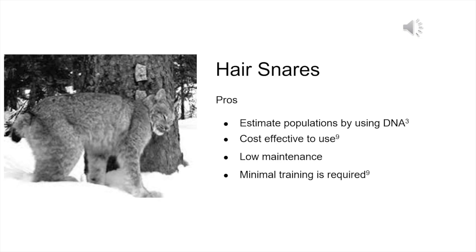So for our next method, we have the hair snare method. Hair snares can be set along trails, they can be set on trees. It's essentially anything that can take hair off the animal that can be collected for further DNA. Hair snares are often able to determine more than just DNA. Extremely cost effective to use. Researchers can leave their hair snares out for long periods of time in the field without checking them, and there is also very minimal training required to use hair snares.